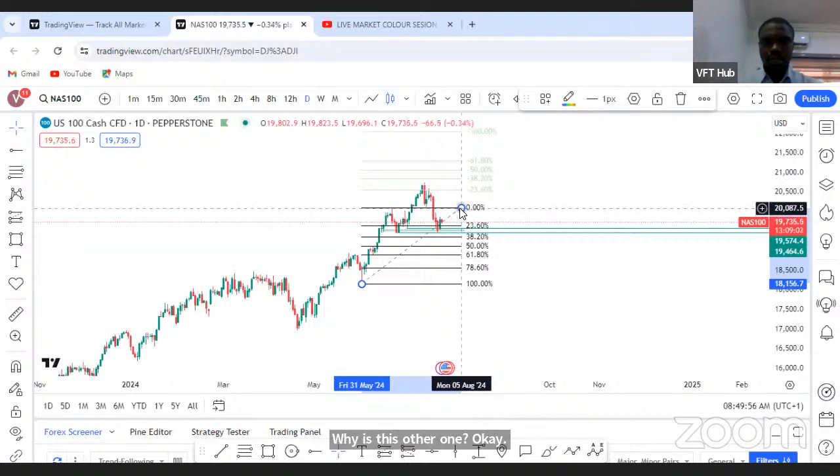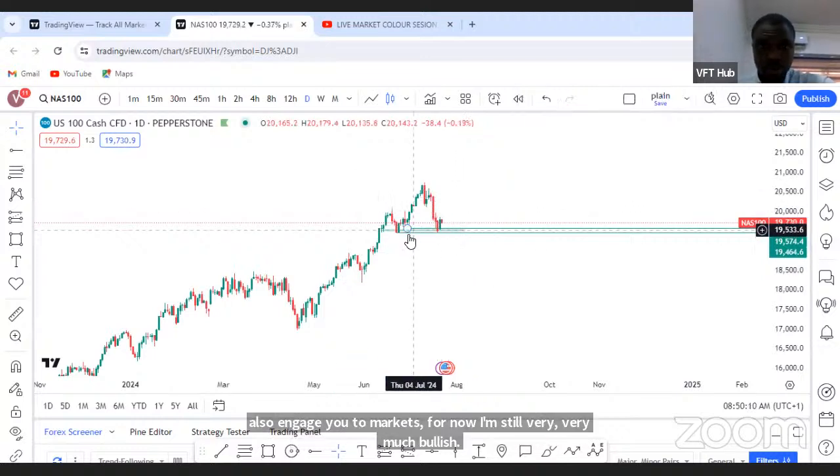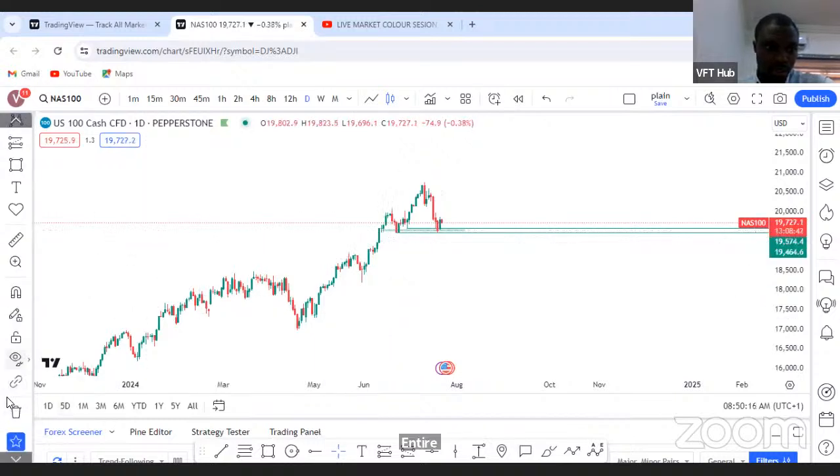We should get other data today in terms of candlestick. For price action, we're going to use it to determine exactly how to engage this market. For now, I'm still very, very much bullish on this entire market. That's US 30 and NAS 100. However, for now, we are seeing a retracement.